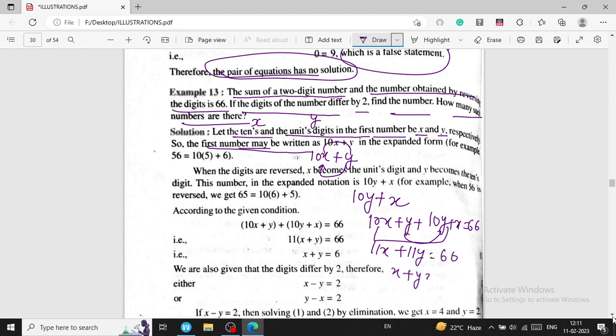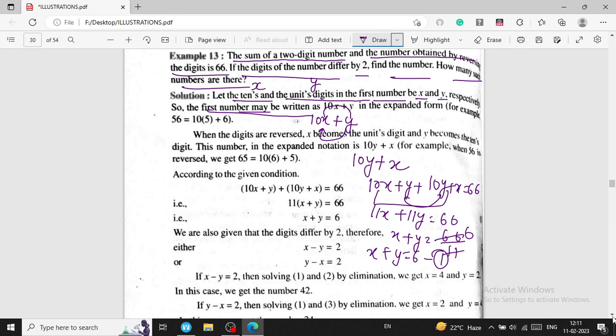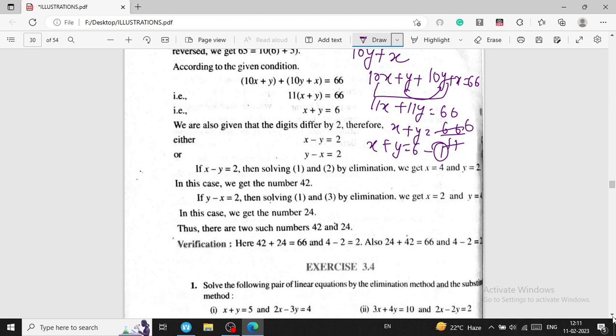X plus y is equal to 66 over 11. 11 is common. 11 times 6 is 66. So x plus y is equal to 6. That's your first equation. And the second equation comes from this statement: if the digits of the number differ by 2, that means second digit minus first digit is equal to 2, and this is your second equation.